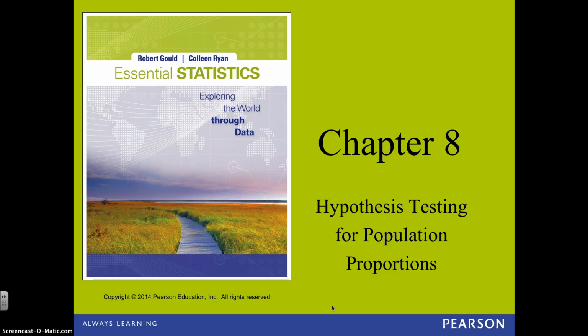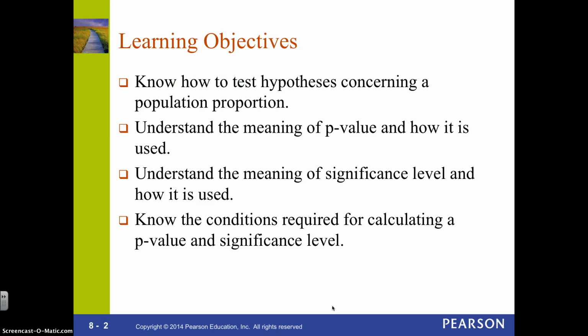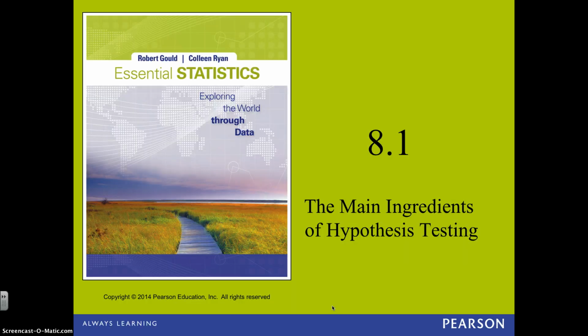So what we can do is a hypothesis test to see if there's a significant difference between the death rates of these two groups. So what we're going to talk about today is hypothesis testing for population proportions. Okay, so we're going to figure out how to set up a hypothesis test. When they talk about a p-value, what does that mean? Your significance levels, and what conditions are required for calculating a p-value and significance level.